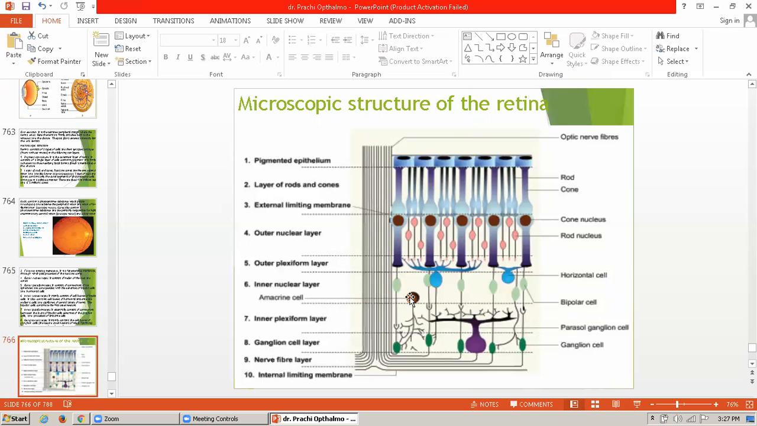The inner nuclear layer contains an amacrine cell. These blue ones are horizontal cells and bipolar cells.